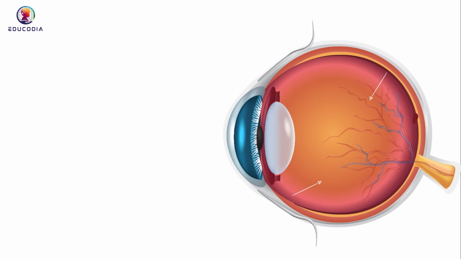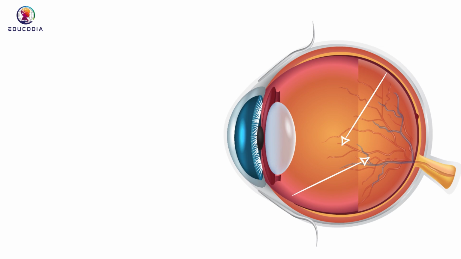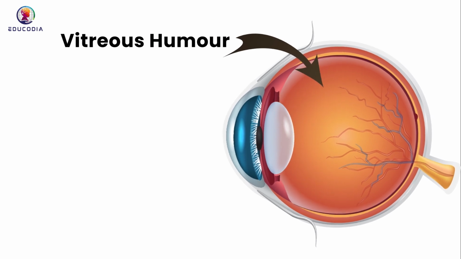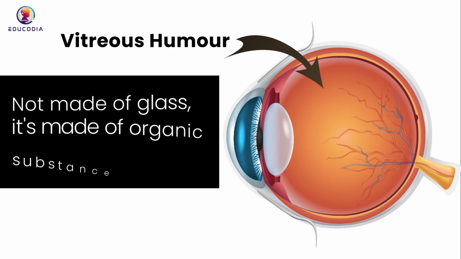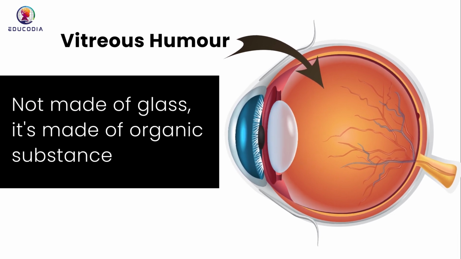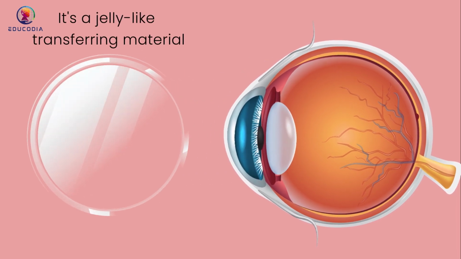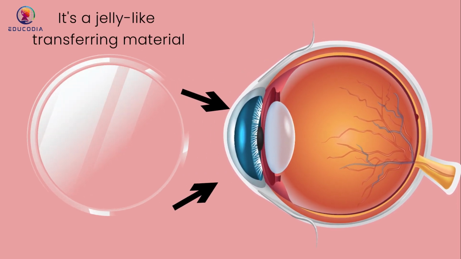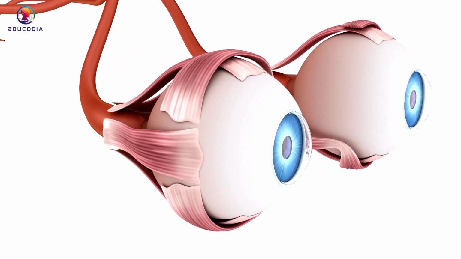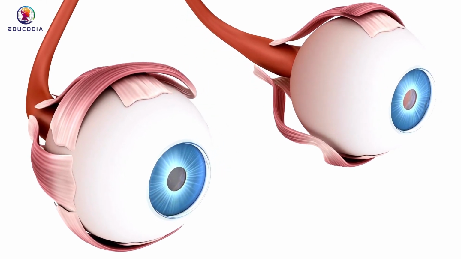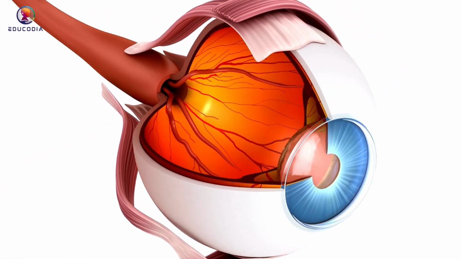By the way, the space between the lens and the retina is filled with a jelly-like transparent substance called the vitreous humor. The word vitreous means looks like glass. Of course it's not made of glass, it's made of organic substance. But just like glass, it is pretty transparent. It's a jelly-like transparent material, and its job is to maintain the shape of our eyes. Without this humor, our eyes could get easily crushed under the weight of the stuff that is on top of it. So the vitreous humor is a transparent, jelly-like substance.